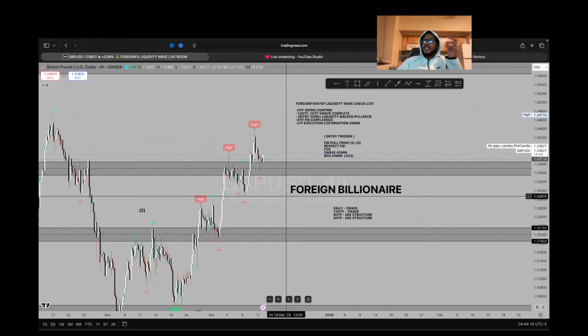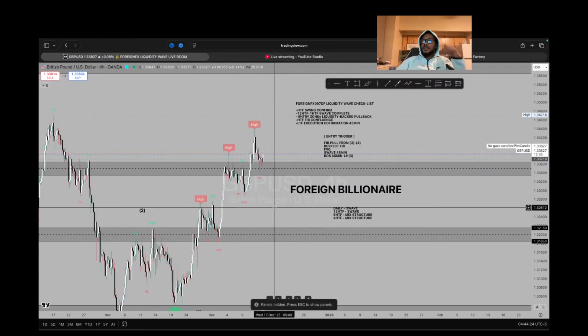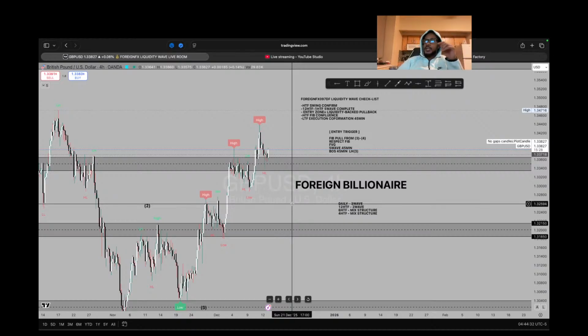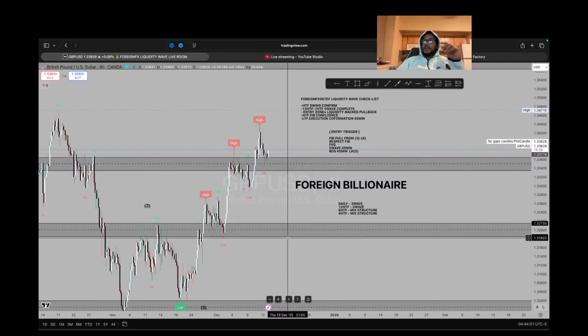So this pair should be at the third spot. When we're finished, we're going to move it. The first one is high probability, so it's at the top. The entry trigger still remains the same: fib pull from third leg to fourth leg, respect of fib, fair value gap, 5 wave, and 45 minute break of structure, which is going to be the third leg, lower high, to confirm the directional bias. On this pair as well, I'm bullish, looking to place buys.